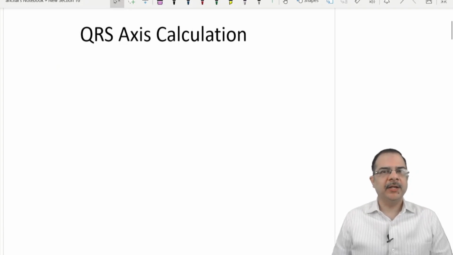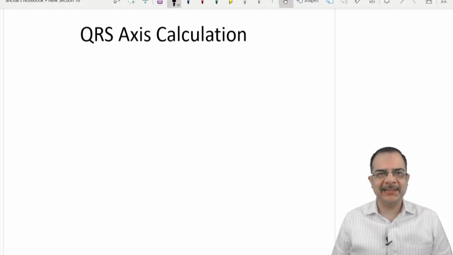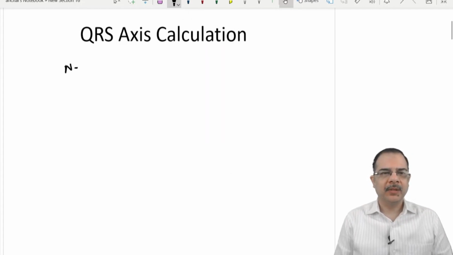Let's understand how to calculate QRS axis in the ECG. First, we will know what exactly is the meaning of QRS axis. Basically, QRS axis is the net depolarization direction of the ventricles.